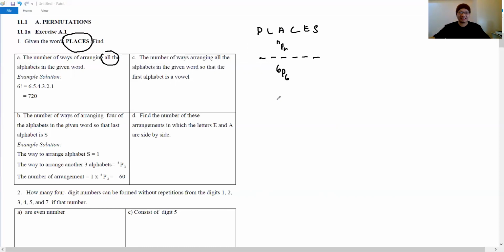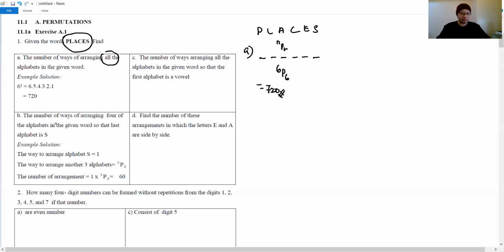Very straightforward. Same answer as the first method. This one will give you 720. That is your question A. Okay, guys. If you look at question A again, there is no restriction here. This question doesn't have any restriction. That means there is no condition at all. It's just an open question. You have 6 words and I want to arrange those 6 words. That's all. No condition, no restriction at all.